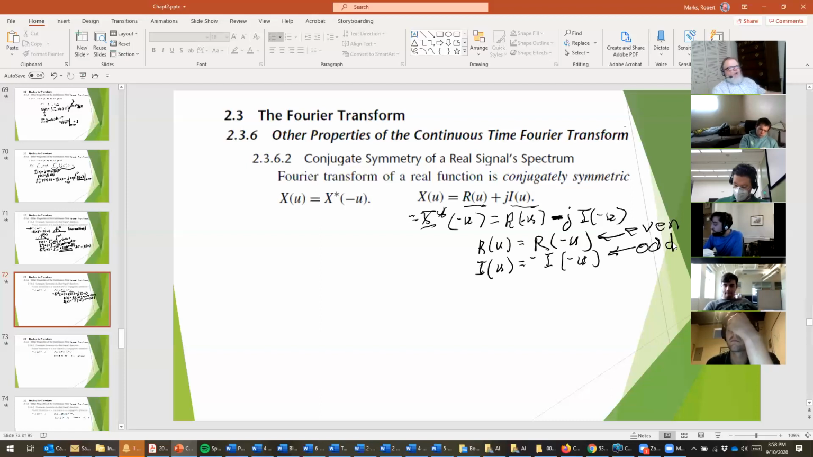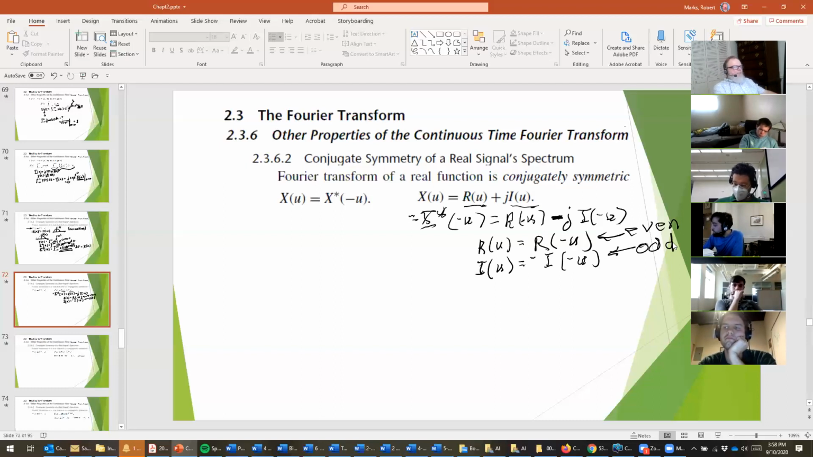And you might have fun. Go back to the table and look at a few of the Fourier transforms, and you can convince yourself that this is true. Because if you look at the Fourier transform, yeah, the real part is an even function and the imaginary part is an odd function.